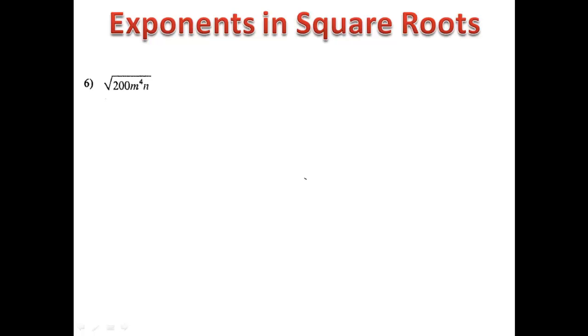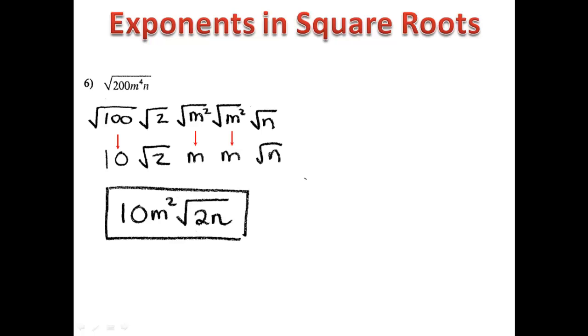Example 6, we have a power of 4. Once again, we'll break this up. The 200 is 100 times 2.